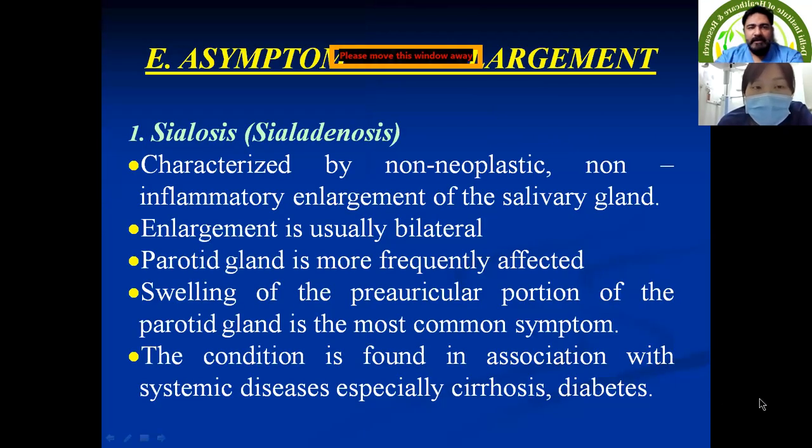Then asymptomatic enlargements like sialosis or sialadenosis, characterized by non-neoplastic, non-inflammatory enlargement of salivary gland. Enlargement is usually bilateral. Parotid gland is mostly affected. Swelling of the preauricular portion of the parotid gland is the most common symptom. Preauricular means this area. The condition is found in association with systemic disease, especially in diabetes and cirrhosis. These areas.